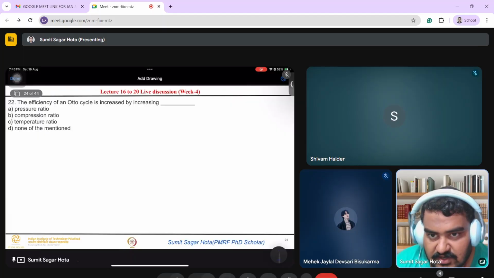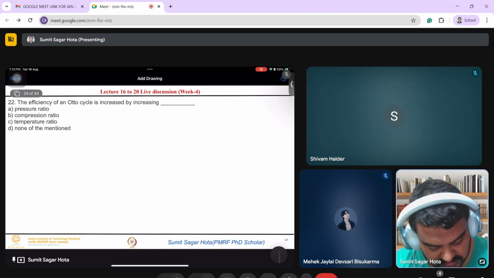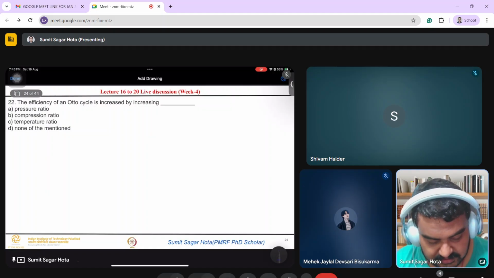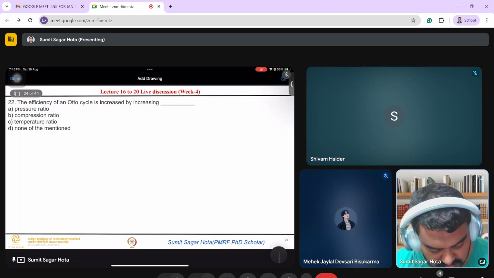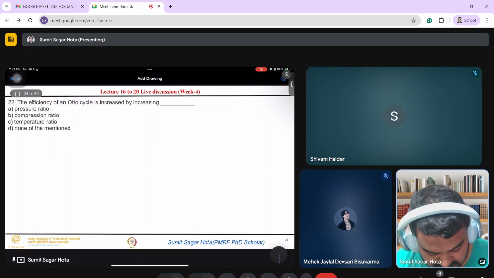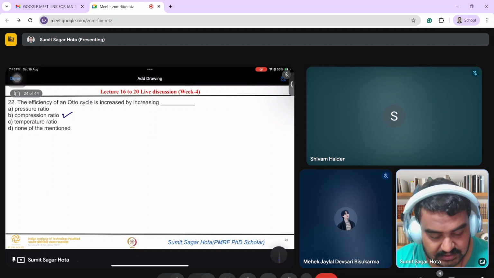The efficiency of an Otto cycle is increased by increasing dash. Basically, as you know from the previous question, the efficiency of the Otto cycle depends only on the compression ratio. Whether increasing or decreasing, you don't need to study anything. See where it's written compression ratio. Option B, compression ratio. So this is the answer. That's it.